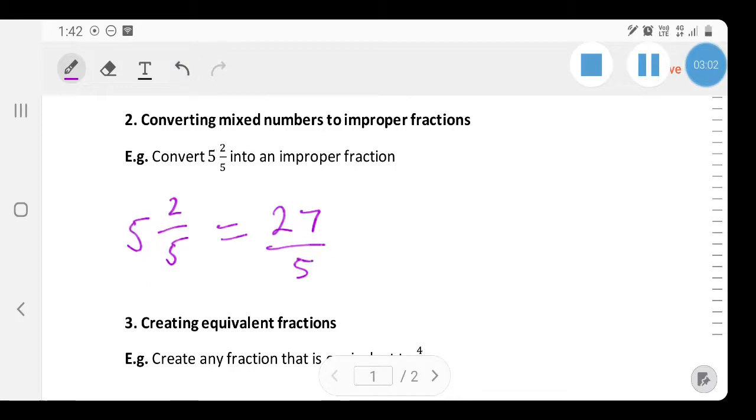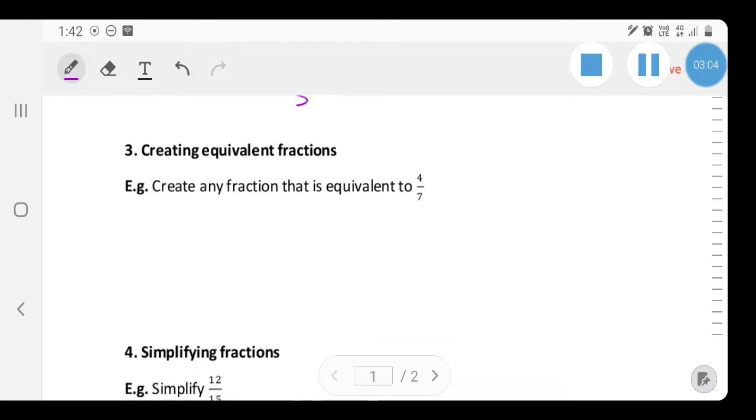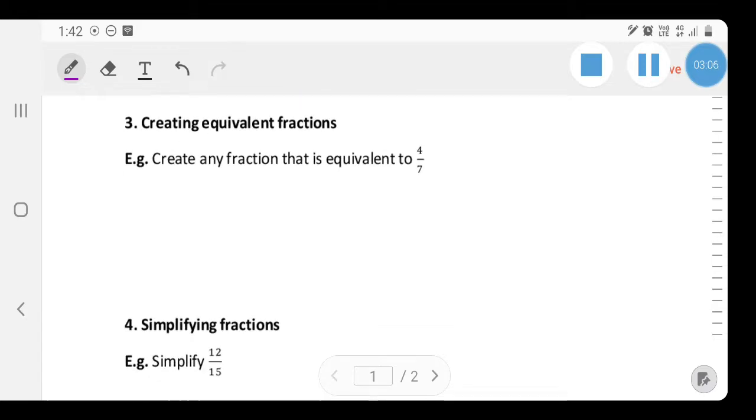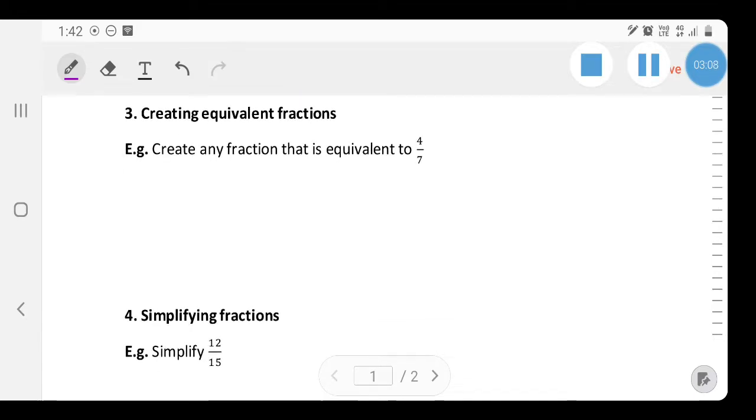Moving on. Skill number 3, creating equivalent fractions. That just means fractions that are equal to each other. So create any fraction that is equivalent to 4/7. You might think that's a very open-ended question. Which equivalent fraction, you might ask? Well, it just says any, and there are infinitely many options.